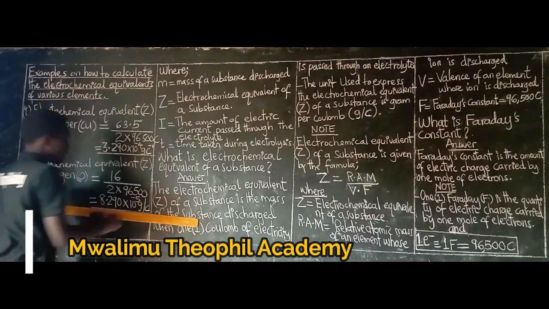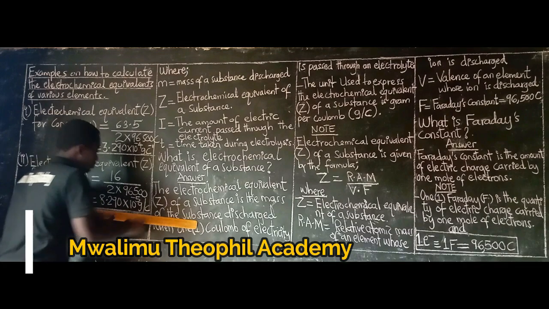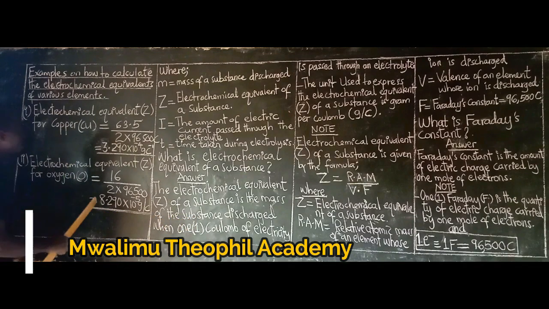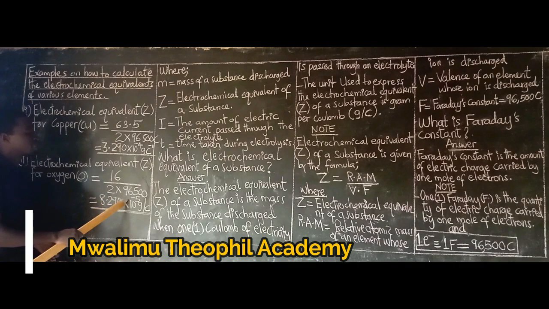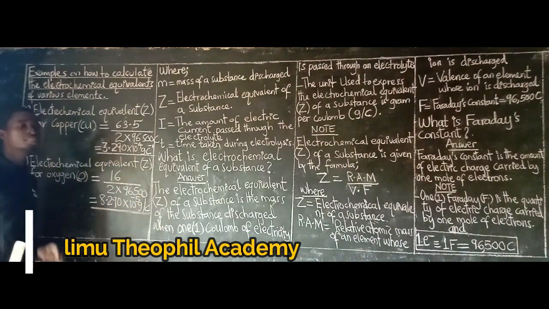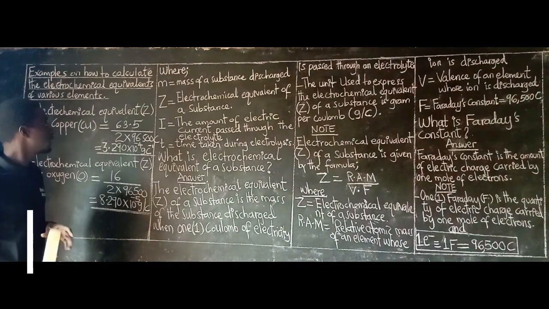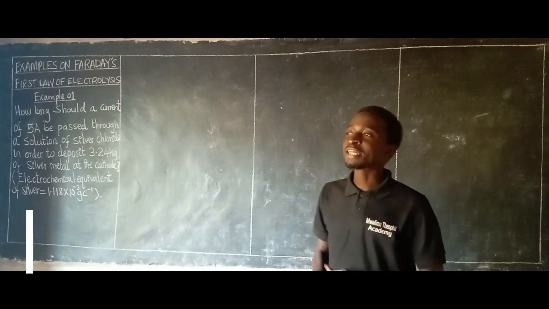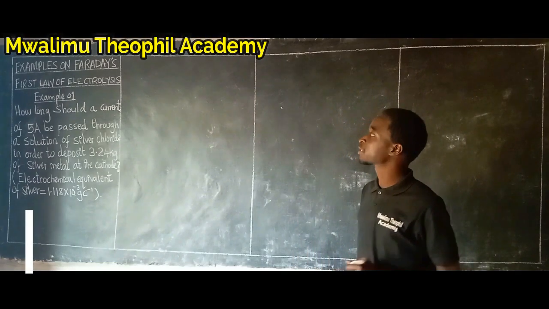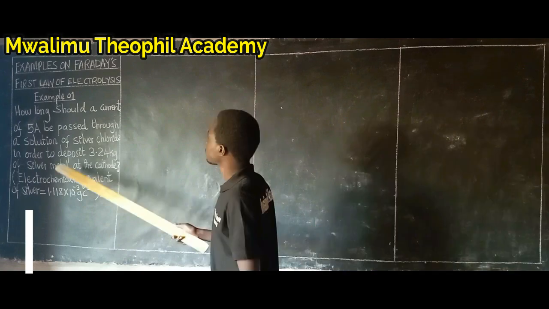So whenever you are asked to find the electrochemical equivalent of oxygen, you have to know that it is 8.290 times 10 raised to -5 gram per coulomb. So this is the way we can find the electrochemical equivalent of any element concerned. Let us start solving various examples concerning Faraday's first law of electrolysis.